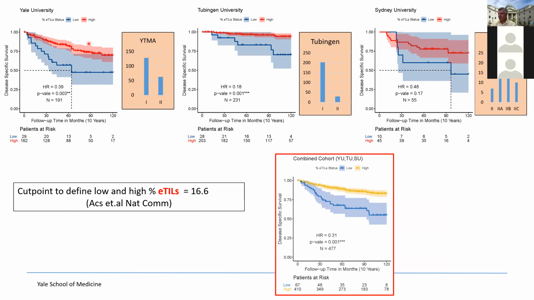And when we look at each of these cohorts, the Sydney cohort is not quite statistically powered, so it's not statistically significant. But the other cohorts look good. And then if we combine all three so that we have 477 patients, we have a fairly promising looking validation of the eTIL percent with Balage's cut point of 16.6 eTIL percent.